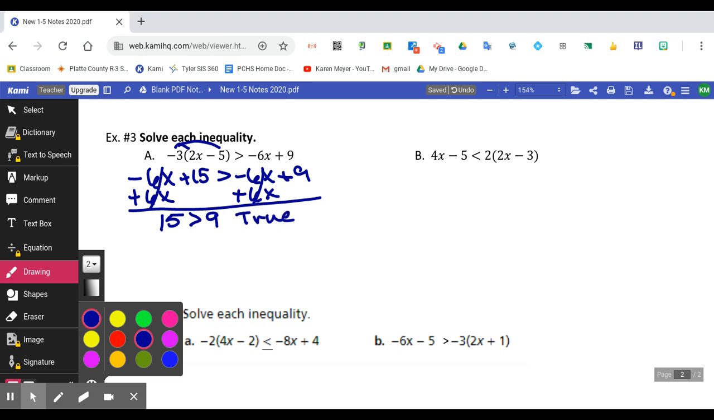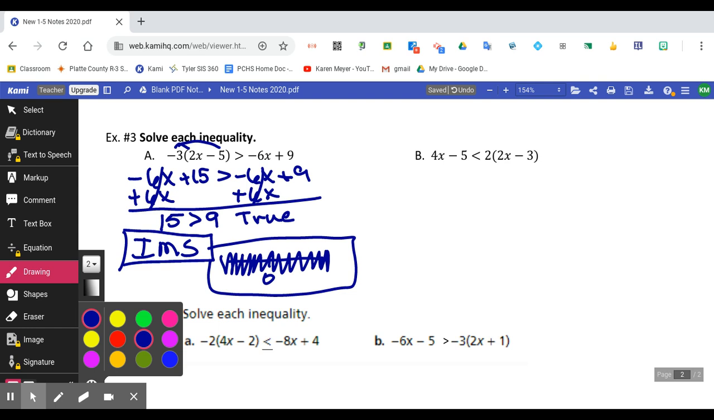So if it's true, hopefully you're saying to yourself, well, if it's true, that's either identity or infinitely many solutions. Now, if you say it's infinitely many solutions, that means every single number out there works. So when you make a number line, that means you are going to shade everything, both the left and the right side, because all numbers make it true.